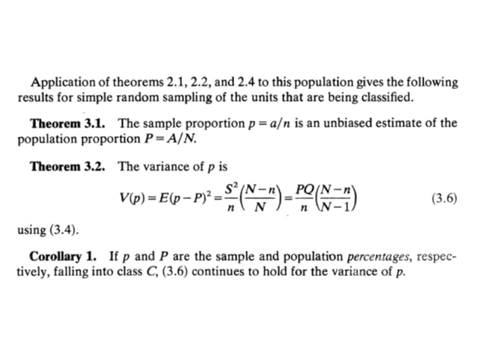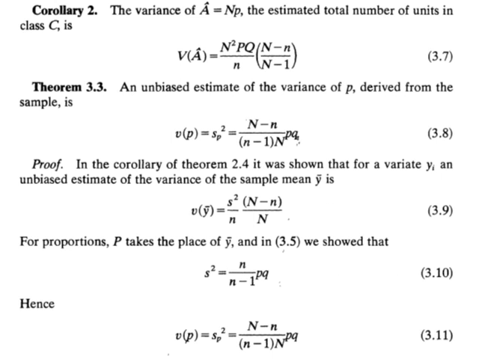So if small p and capital P are the sample and population percentages respectively falling into class C, then 3.6 continues to hold for the variances. As a corollary, for A hat equal to N times p, the estimated total number of units in class C, the variance of A hat is equal to N squared PQ over n times N minus n over N minus 1. Theorem 3.3 also states that an unbiased estimator for the variance of p derived from the sample is the following.